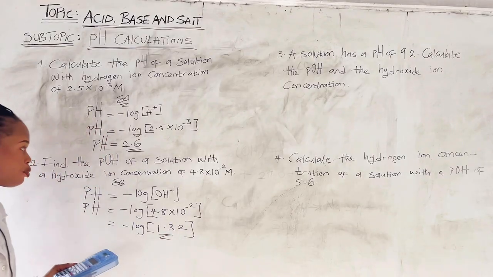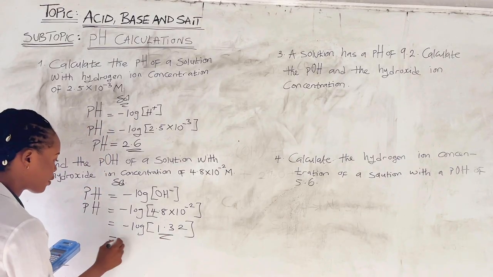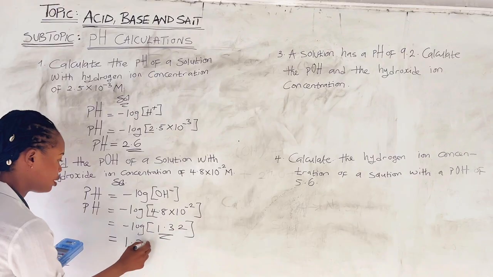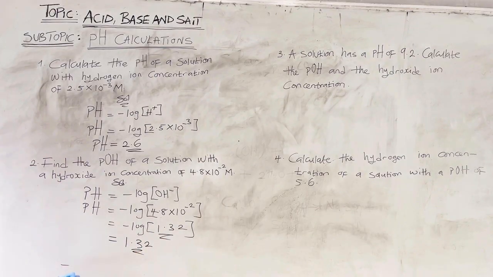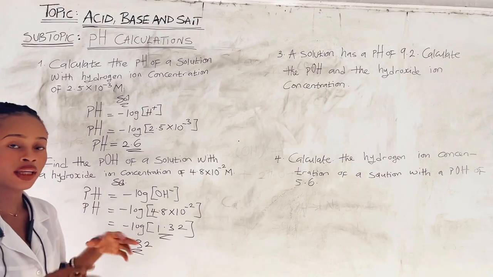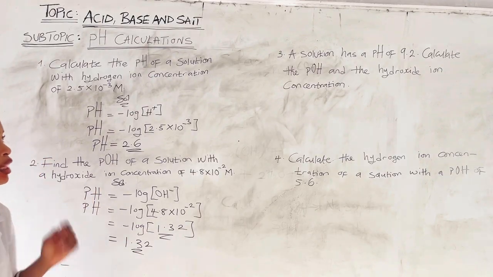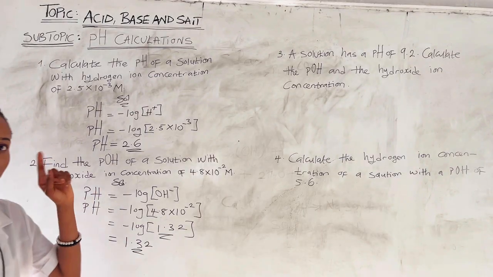It's that simple. Let me just come down so that we're not confused. 1.32, so this is our answer. You can see that it is very simple. Please, if you have any questions, let me know in the comment section below. But that said, let's move on to question number 3.